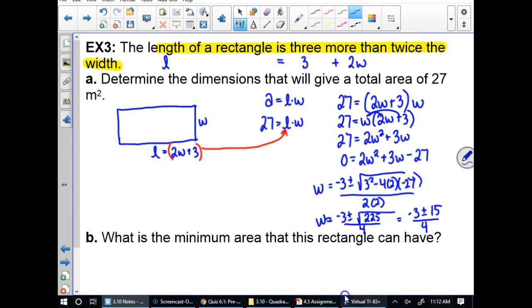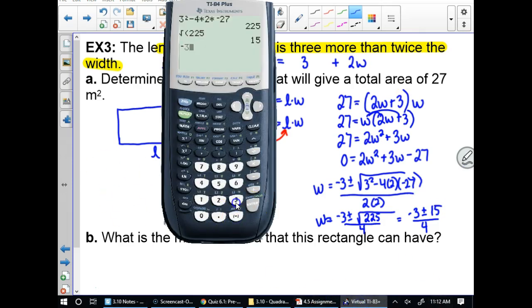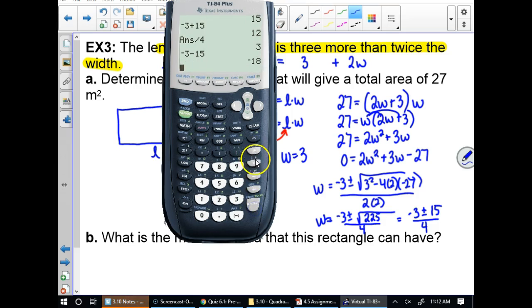So to get our two answers, we'll first have to do negative 3 plus 5 divided by 4. And that will give us 3, so we get W equals 3. And then we'll have to do negative 3 minus 5 divided by 4. And that gives us negative 4.5.